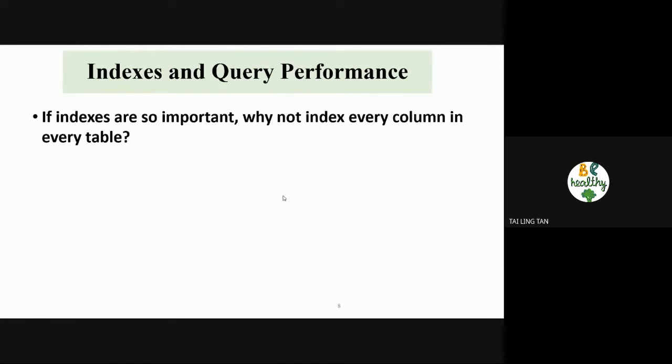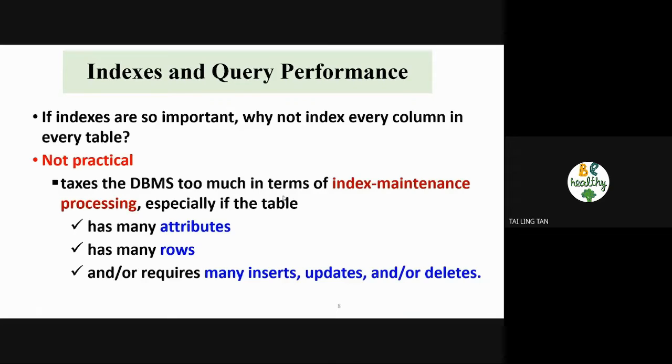So the problem here is, if an index is so important, why don't we just index everything? It would be much faster, isn't it? The question here may be your exam question as well. Since the index is so important, why don't we apply an index to all the tables and all the attributes? The reason is that it is not practical.